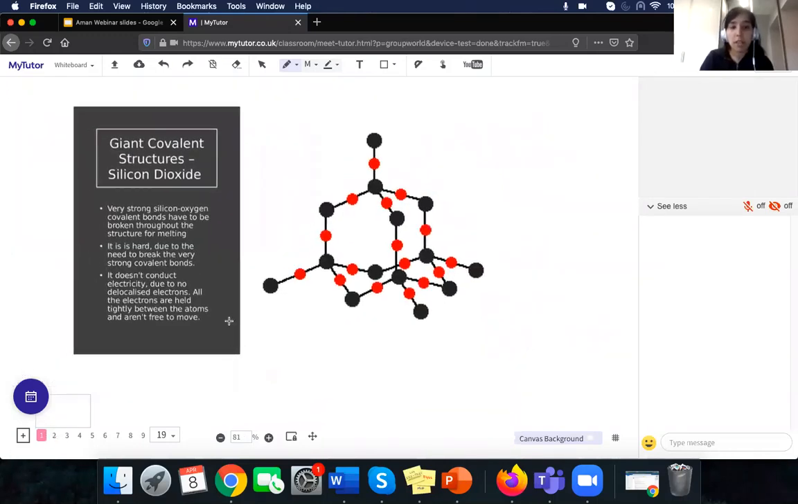So let's go back then to silicon dioxide. As I said, it's a giant covalent structure, and what we can see on the screen is that we've got these particles all covalently bonded together.